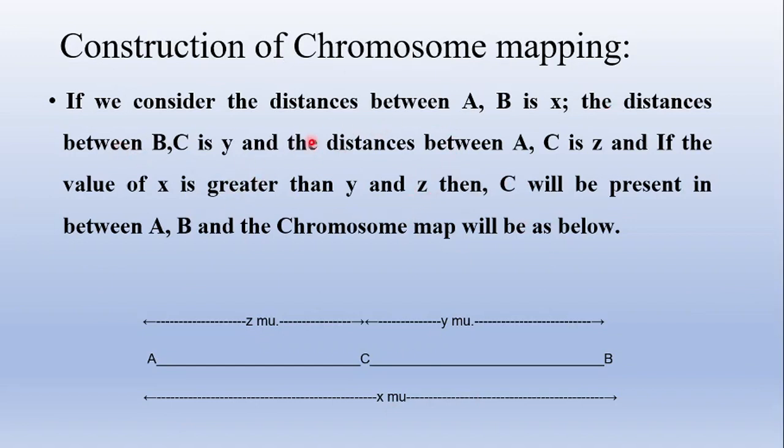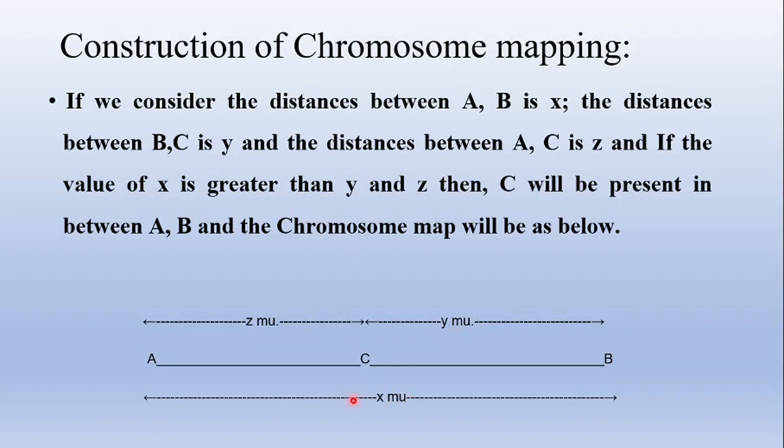If we consider the distance between A and B is X, the distance between B and C is Y, and the distance between A and C is Z. If the value of X is greater than Y and Z, then automatically the gene map is as below. Why? Because X is greater than Y and Z. So X is equal to Z plus Y automatically.